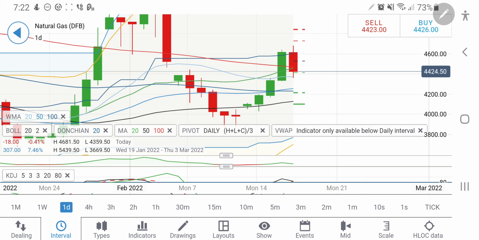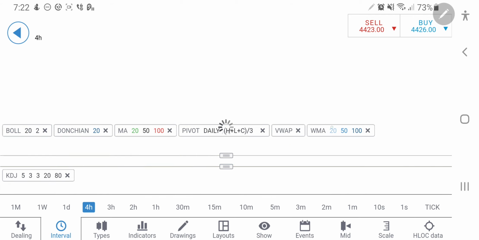But for the day, what could be expected? It has to consolidate a little bit. Maybe let's have a look at the 4-hour charts. Also, first let's have a look at the indices here.